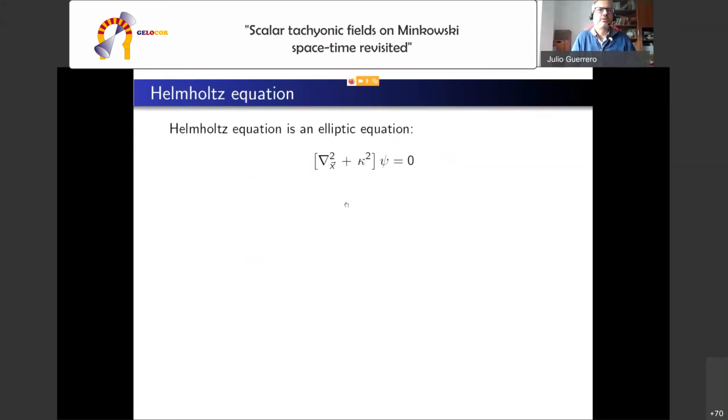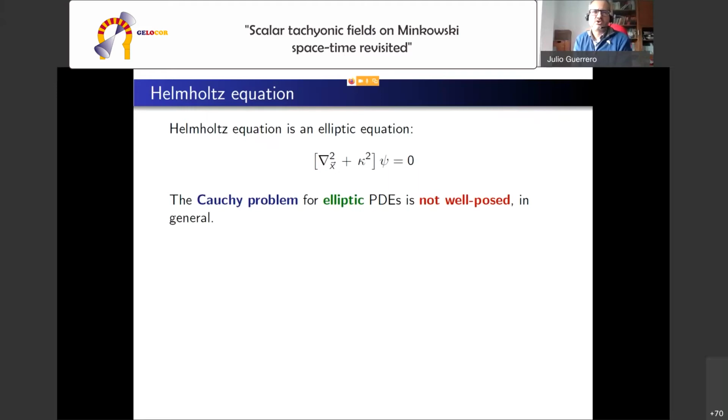Okay, so let's review the Helmholtz equation. The Helmholtz equation is an elliptic equation which appears in optics, when one considers the Maxwell equations, which are the equations for propagation of the electromagnetic field, and we restrict to monochromatic solutions, to monochromatic fields, and then the derivative with respect to time disappears, and we have this constant which is related to the frequency of the electromagnetic wave. So this is an elliptic equation because we have the Laplacian, and it is well known that the Cauchy problem for elliptic PDEs is not well posed in general.